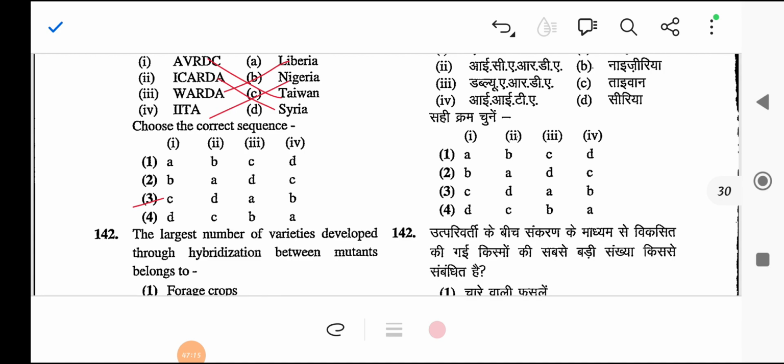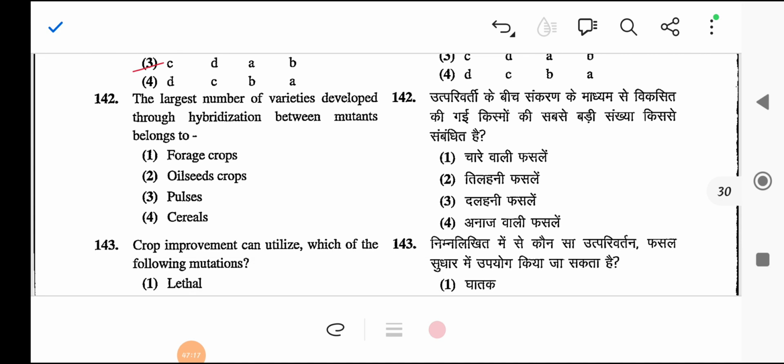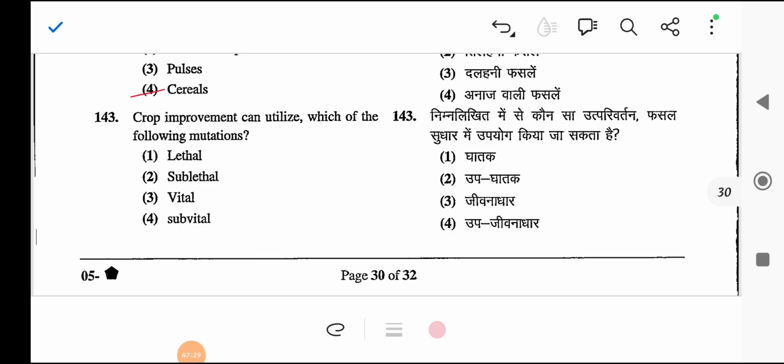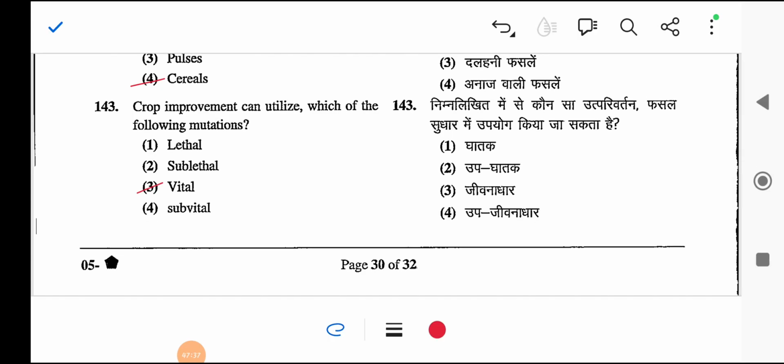So again, let's move forward. The largest number of varieties developed through hybridization between mutants belong to. The largest number of varieties developed through hybridization between mutants belongs to cereals. Next is crop improvement can utilize which of the following mutations? It can utilize vital mutation, which is important for the crop.